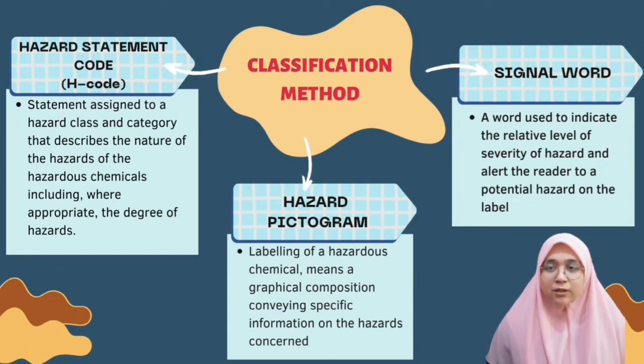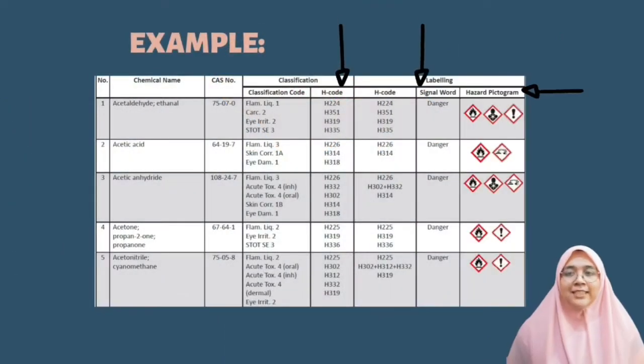Meanwhile, a hazard pictogram is a labeling of hazardous chemicals, which means a graphical composition conveying specific information on the hazard concerned. Lastly, a signal word is a word used to indicate the relative level of severity of hazard and alert the reader to a potential hazard on the label. This is an example of the classification method including H code, hazard pictogram, and signal word as mentioned before.